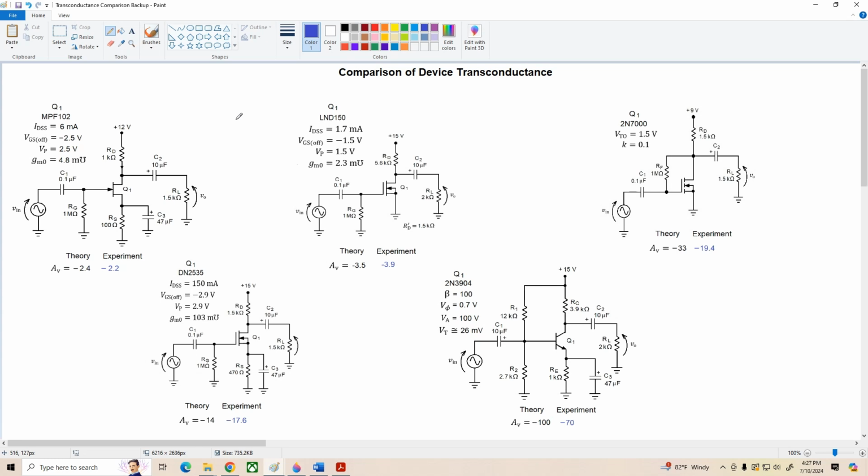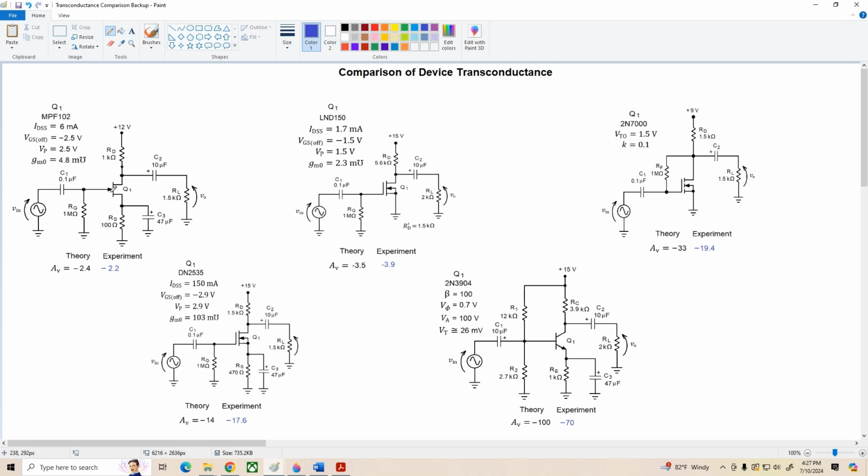If we start on the left here, we've got the MPF 102 JFET common source amplifier, and it worked out theoretically the gain of this amplifier should have been negative 2.4. Experimentally it came out to be negative 2.2. Pretty close, but overall very low. So the MPF 102 is not a very high gain device.